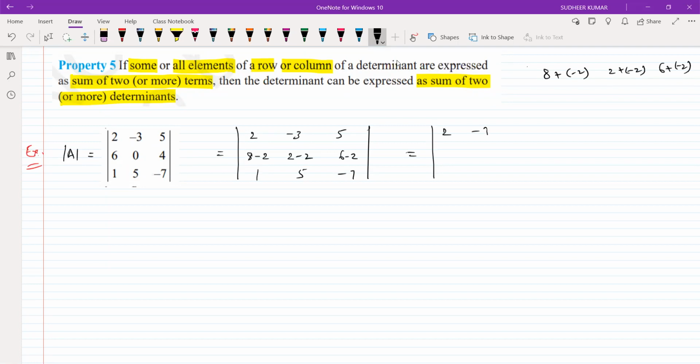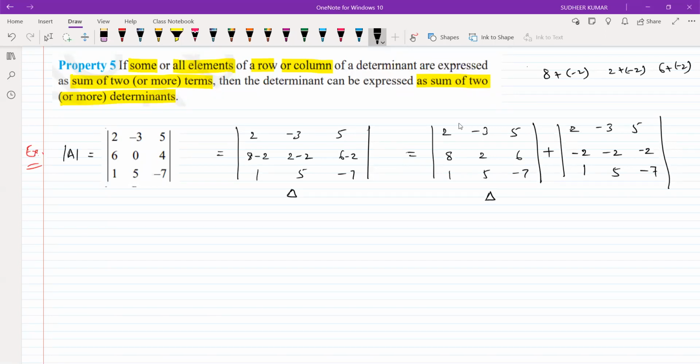determinant of 2 minus 3 5, 8 2 6, 1 5 minus 7, plus the next one is 2 minus 3 5, this is minus 2 and minus 2 and minus 2, and then this is 1 5 minus 7. So let us take this as a determinant. It seems that some or all elements of a row or column are sums. So here the second row elements are sums of two elements, all the elements are added by minus 2. So that can be expressed as delta 1 plus delta 2, determinant 1 plus determinant 2. Do you understand this, ma?